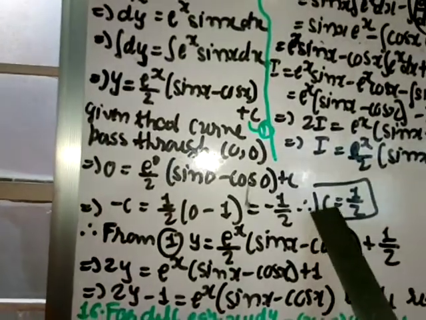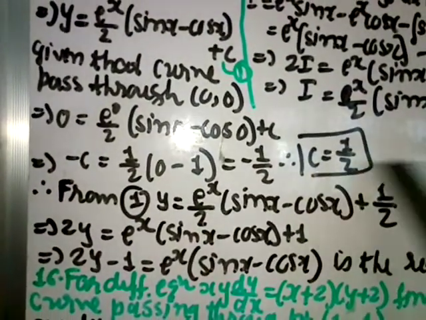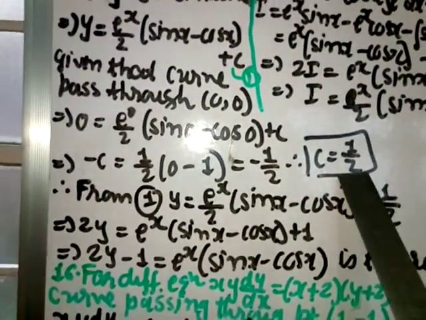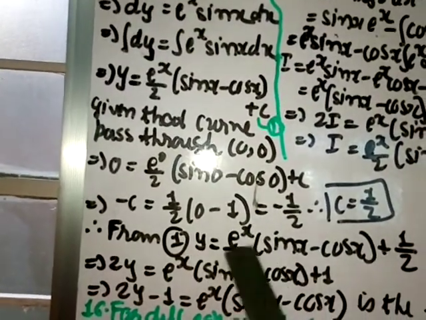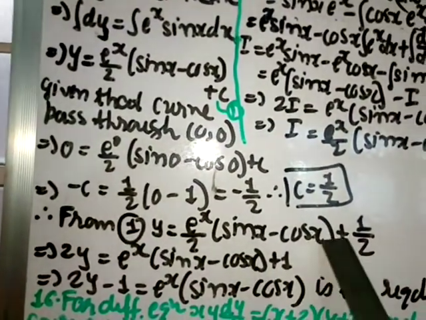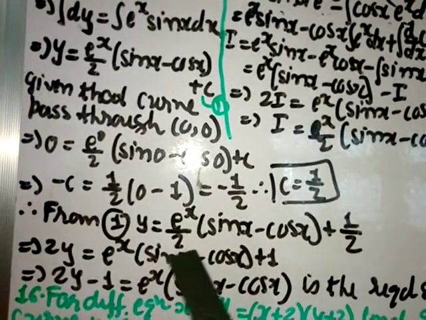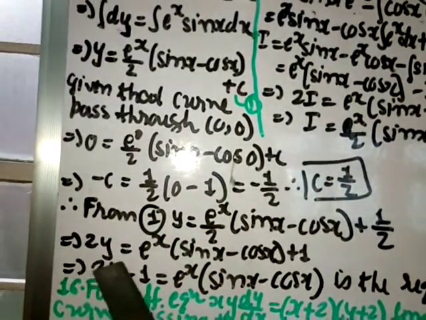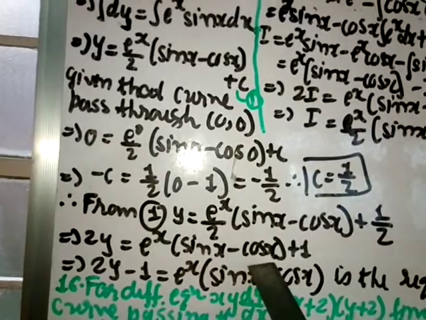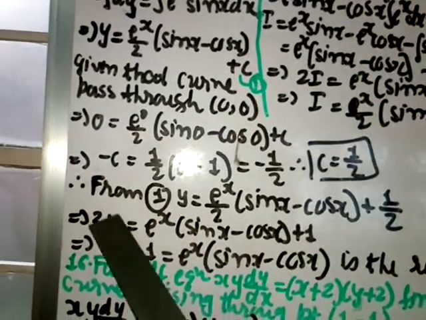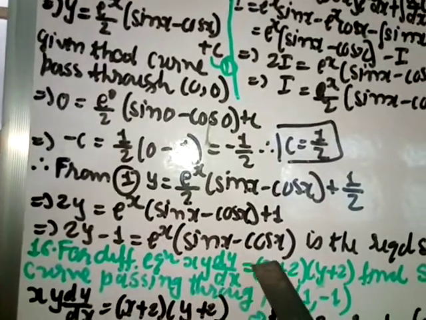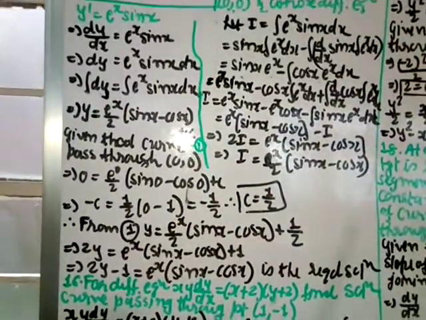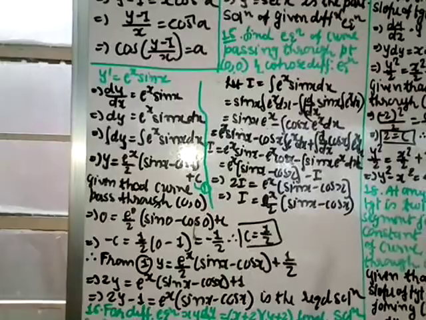So what value do we get? c is equal to 1 by 2. Okay, minus minus cancel. Now put this value of c in equation 1. So y is equal to e power x by 2 into (sin x minus cos x) plus 1 by 2. This 2 is the LCM; take and transfer it here. So 2y is equal to e power x (sin x minus cos x) plus 1. Plus 1 you transfer here, it becomes minus. So 2y minus 1 equal to e power x (sin x minus cos x), and this is the particular solution for the given differential equation.